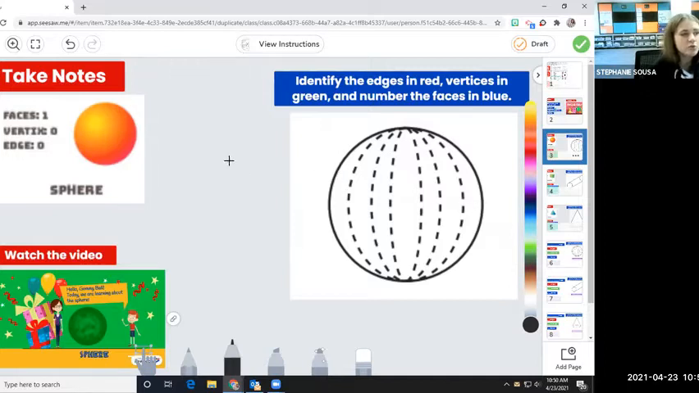All right, we are to take notes. Here's our notes. On a sphere, we've got a face, we've got a vertice, we've got an edge. Identify the edges in red, vertices in green, and number of faces in blue. Okay, so let's get this done. Edges are in red. Go ahead and cross them out because the sphere doesn't have any. Trick question. There's no edge, there's no line segment on a sphere where you could see two faces meeting. And that's because there's only one face on a sphere.